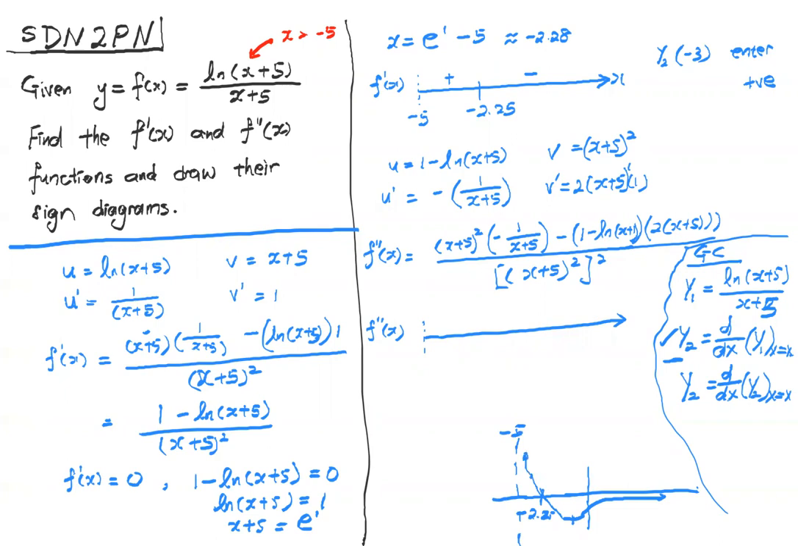Can someone tell me what is this value? -0.51, thank you. Here is -5, so I think here will be a positive and here will be a negative. Am I right? So this is your f prime x graph. You have to remember. So I'm done.